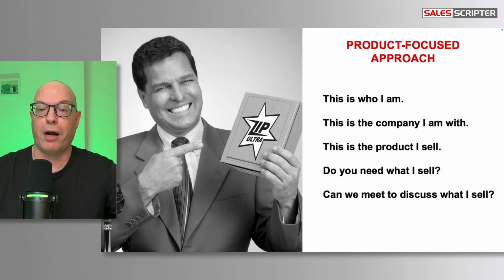They go through new hire onboarding training and they're taught about the product. And then when they send cold emails or call prospects, they primarily just rely on that knowledge and talk about, hey, this is who I am. This is what we do. Do you need what I sell? Are you interested? Can we schedule a meeting to talk about what we do?